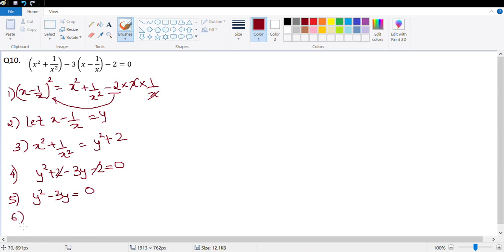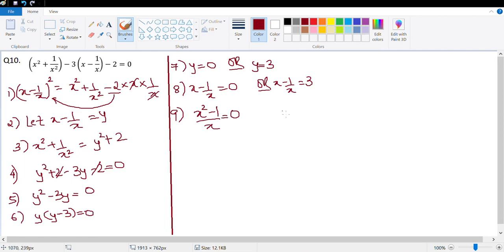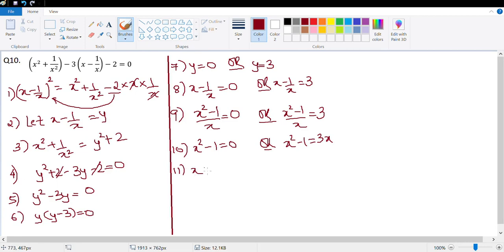So what we have is y times y minus 3 is equal to 0, which means we have two possible solutions for y, which means y is equal to 0 or y is equal to 3. Now we've created these variables on our own, so let's substitute it back, which means x minus 1 upon x is equal to 0 or x minus 1 upon x is equal to 3. Let's convert this into a quadratic. This will give us x square minus 1 is equal to 0 or x square minus 1 is equal to 3x. This gives us x square is equal to 1, which means x is equal to plus minus 1.